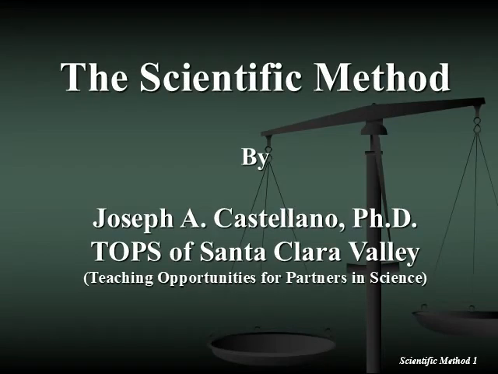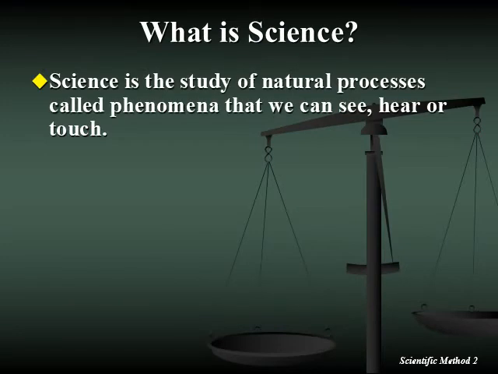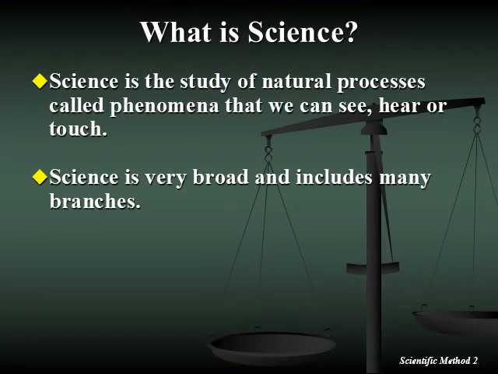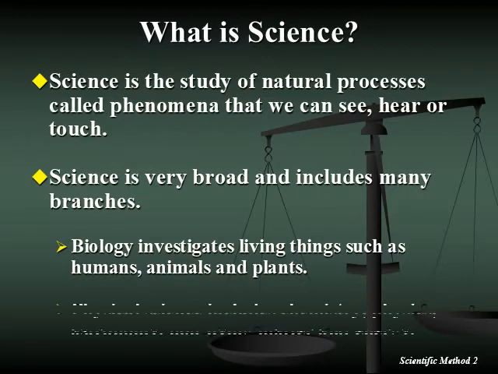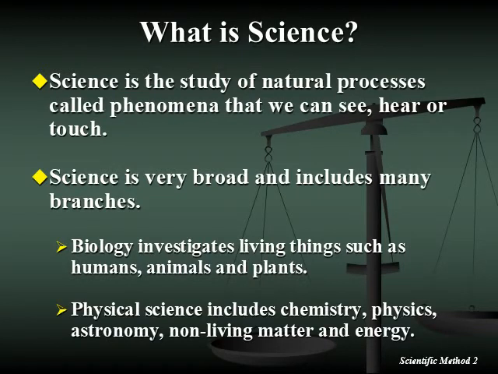In this lesson, you will learn about the method scientists use to perform their work. Science is the study of natural processes called phenomena, that we can see, hear, or touch. Science is very broad, and includes many branches. Biology, for example, investigates living things such as humans, animals, and plants. Another branch is physical science, which includes chemistry, physics, astronomy, non-living matter, and energy.